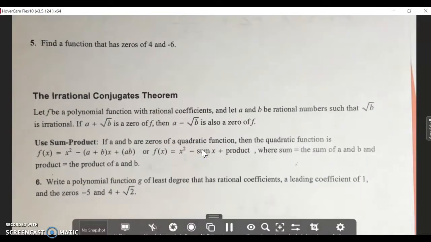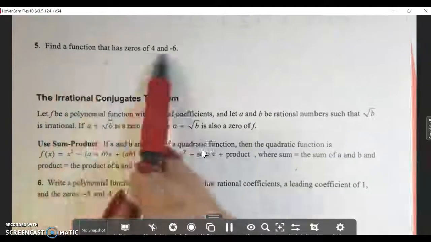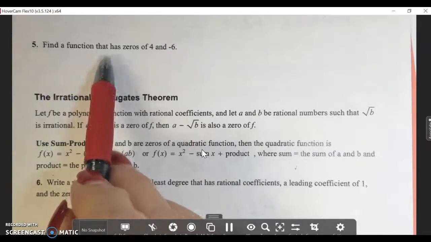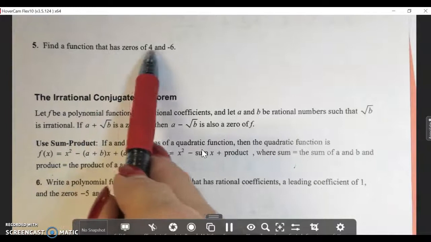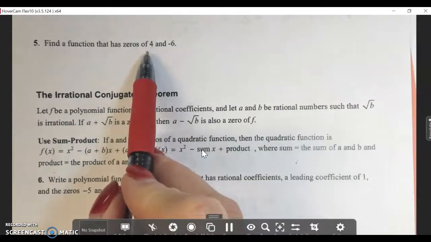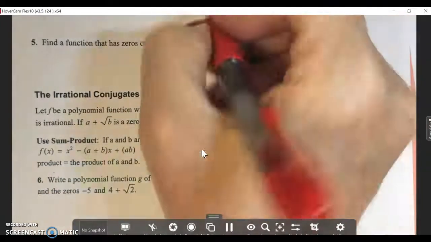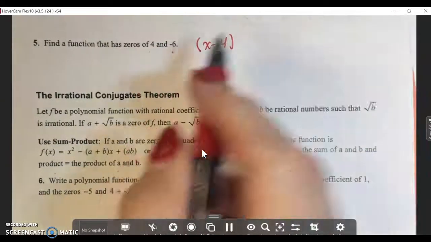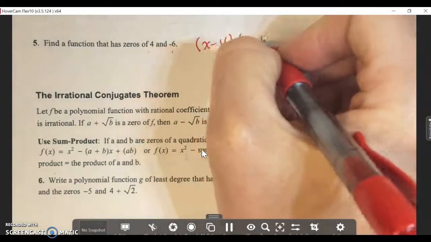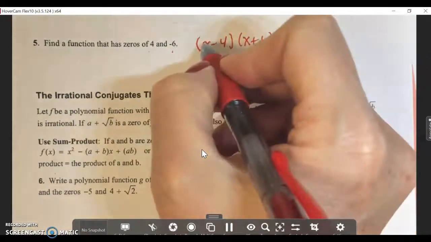Okay, guys, so I think this is where we left off in section 4.5. I don't think we did this one, did we? Okay, so find a function that has zeros of 4 and negative 6. So if we have a 0 of 4, what would that have been as a factor? Good, x minus 4. And what would this have been as a factor? Right. So now if I want to find the function, I would just FOIL this out.